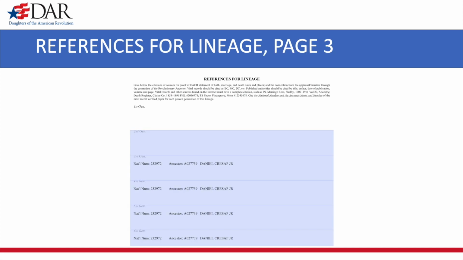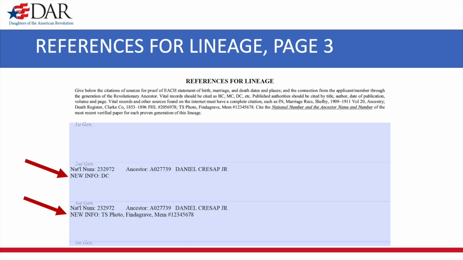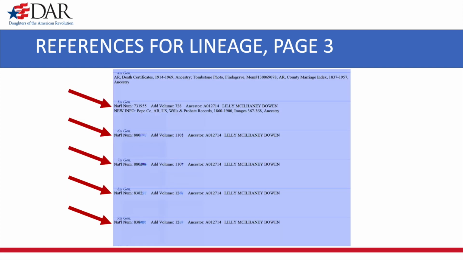Here we have the reference for lineage, page 3 of the application. You will see that the national number you are using is listed for the appropriate generations. When submitting new documentation for additional information, don't forget to list it on this page under the correct generation. Another very important thing to remember is to cite the most recent application for each generation. This will often mean that you have to build an app for each member whose lineage you are citing, and then cut and paste it into the appropriate place for both pages 2 and 3.